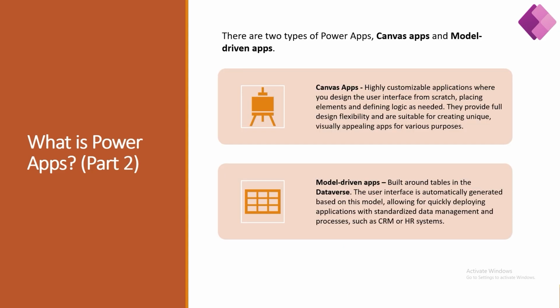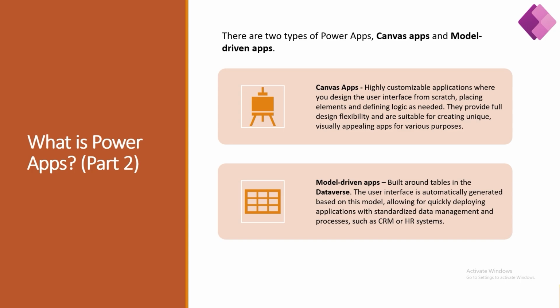There are two types of Power Apps. You've got Canvas apps and you've got model-driven apps. Canvas apps are highly customizable applications where you design the user interface from scratch. You place the elements in a drag and drop feature, which we'll go into in the practical example. You've got full design flexibility, and they're very visually appealing. If you're thinking more of a mobile app or a tablet app, Canvas apps are definitely the way to go.